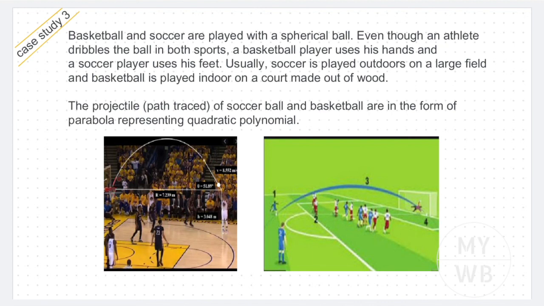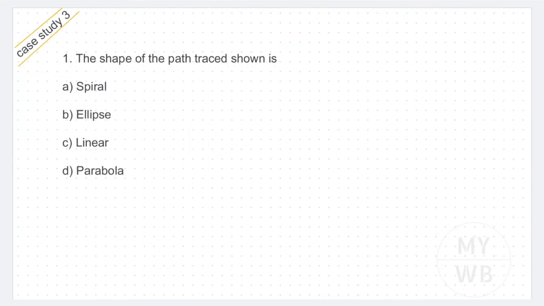Here you can clearly see the ball traces a parabola shaped path. Here again the shape given is that of a parabola. Let's move on to the questions. The shape of the path traced shown is spiral, ellipse, linear, parabola. It's a parabola.